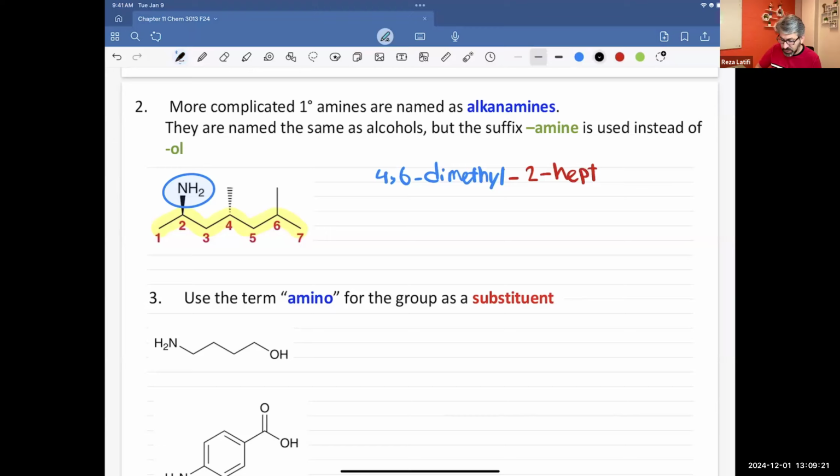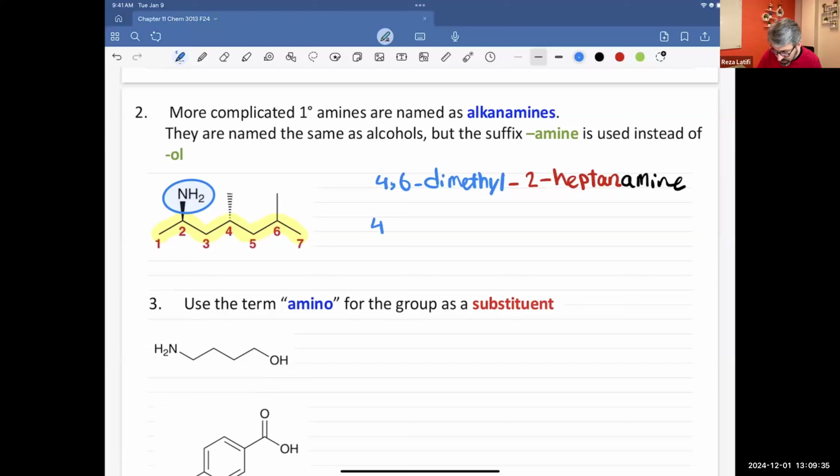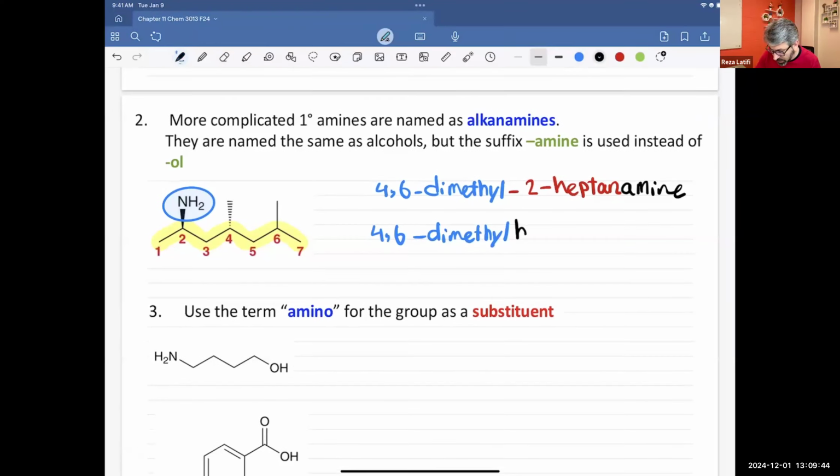Okay, I'm supposed to say heptane, so I go heptane. Get rid of the E and replace it by amine. Okay, that's one way to do it. Another way to do it: say 4 and 6 dimethyl, and then say heptane, get rid of the E. Next, say dash 2 and say amine. So in both cases, I got rid of the E and I replaced it by the amine group.